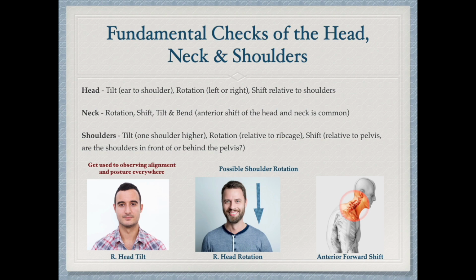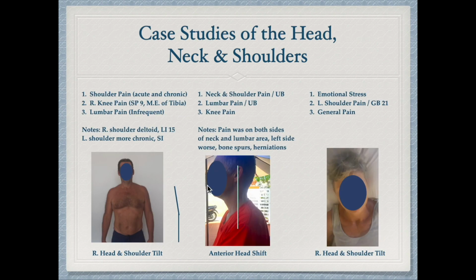Now let me show you another example of that from an actual case study. Here we have an anterior shift as well. Now she's not looking down, but notice how her ear is in front of her shoulder, whereas the shoulder and ear should really line up. Now this client, her main concern was neck and shoulder pain, and a lot of that was due to the shift that was occurring.